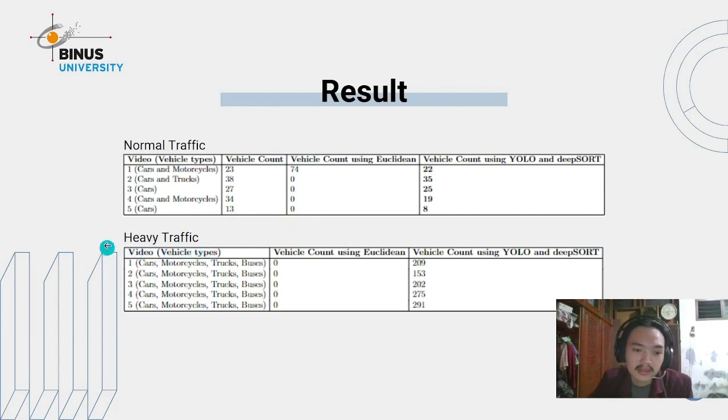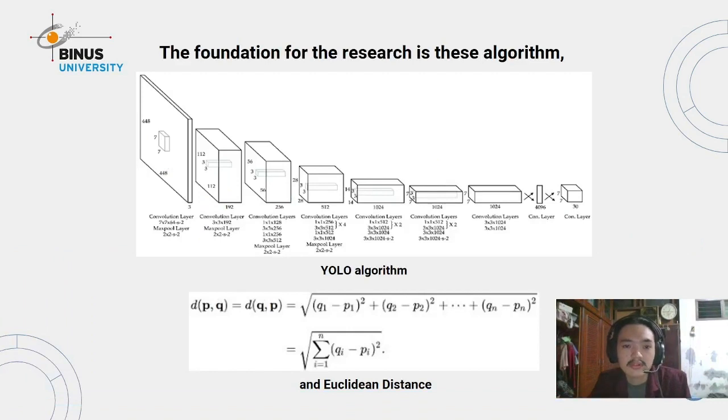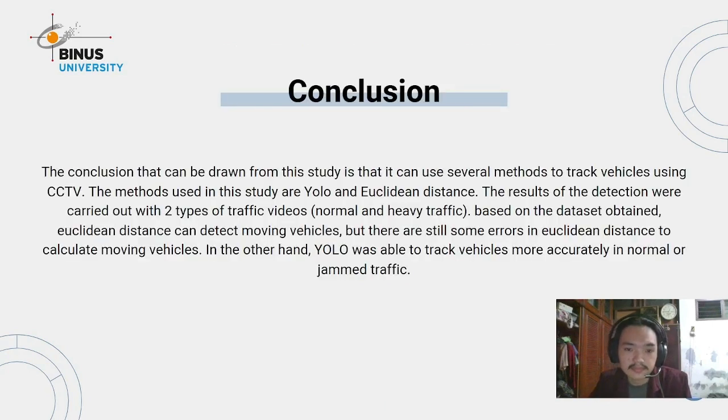In heavy traffic, the Euclidean distance tracking can't detect anymore because there are so many vehicles in one frame, and we decided to put a 0 on it as an error. And using YOLO and deep sort, they can detect and track the vehicles normally with their algorithm. And the foundation for this research is the YOLO algorithm and the Euclidean distance tracking algorithm.